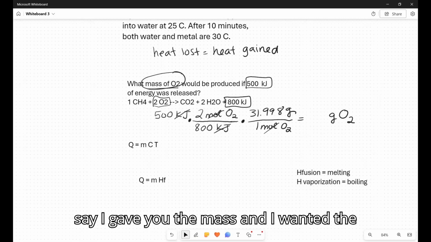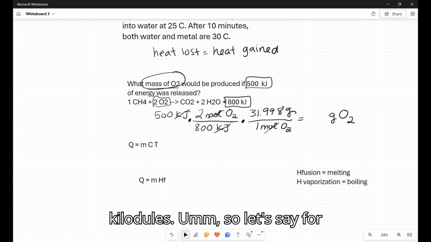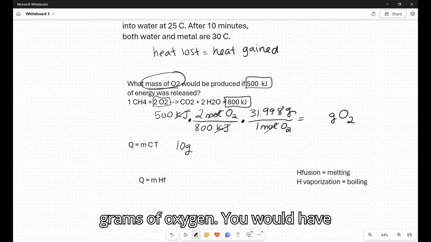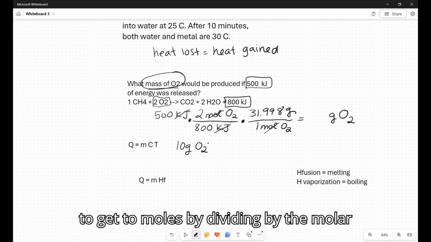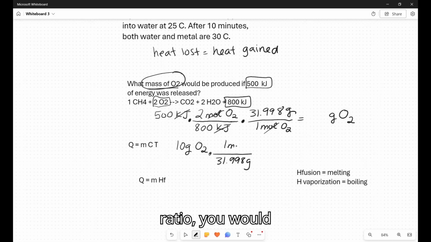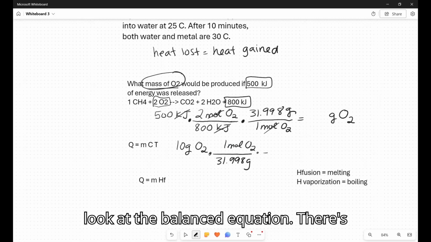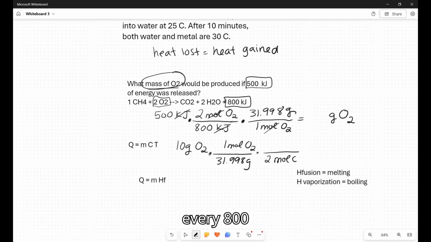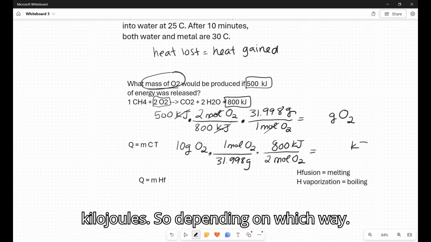Now, if you were going the other way, let's say I gave you the mass and I wanted the kilojoules. So let's say, for example, I gave you 10 grams of oxygen. You would have to get to moles by dividing by the molar mass of oxygen. And then from there, using your mole ratio, you would look at the balanced equation. There's 2 moles of oxygen for every 800 kilojoules. And then from there, you would end up with kilojoules.